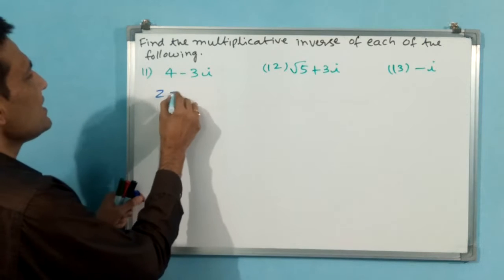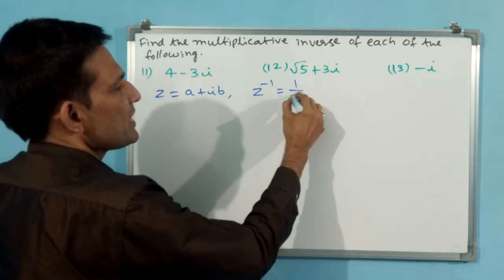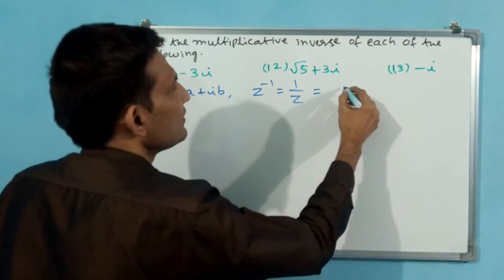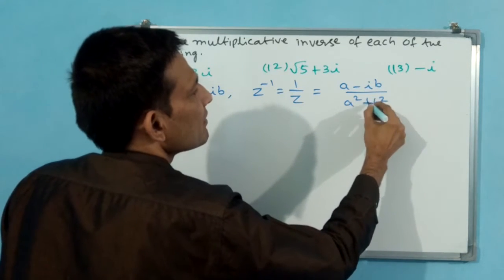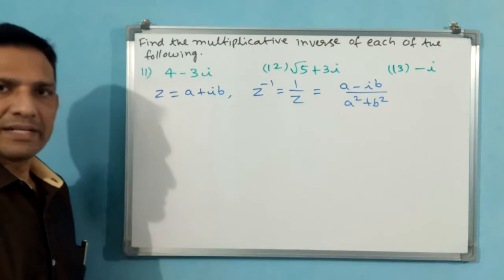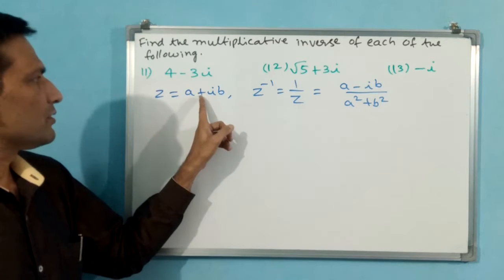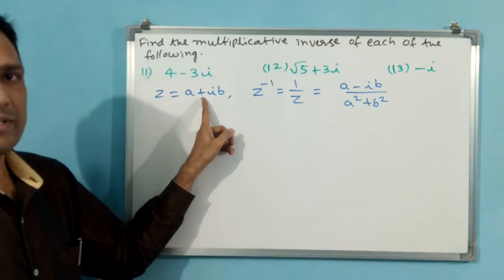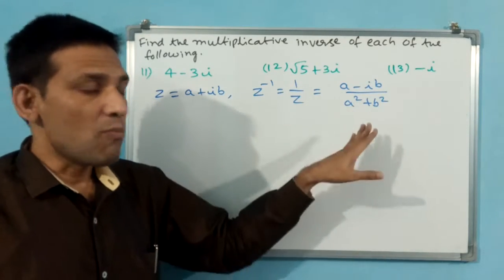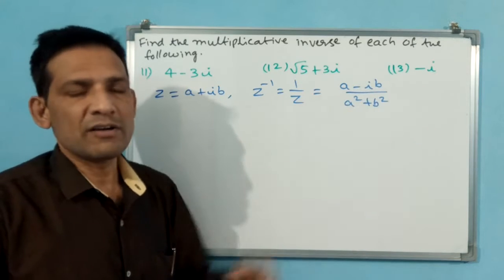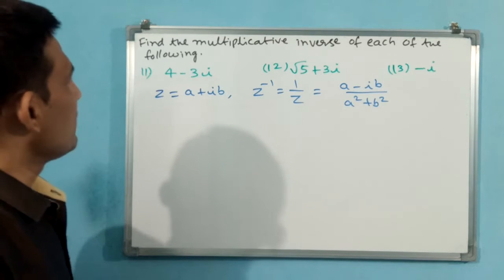See, if Z is A plus IB, then Z inverse, or 1 by Z, this is the multiplicative inverse, is equal to A minus IB by A square plus B square. We have already seen this. In the imaginary part we are going to change the sign. A minus IB divided by A square plus B square, the modulus square. The numerator is called the conjugate, and the denominator is called the modulus square. Let me take them one by one.